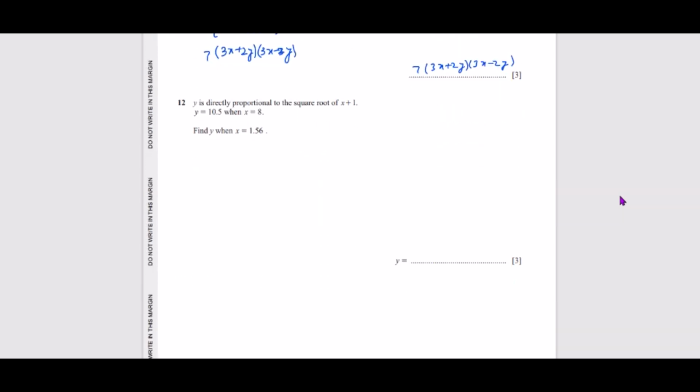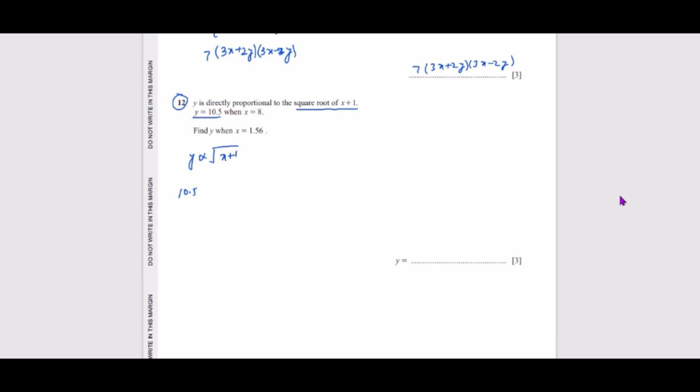Question number 12. Y is directly proportional to the square root of x plus 1. It should be written like that. Y is equal to 10.5.